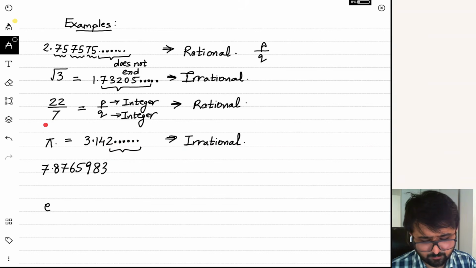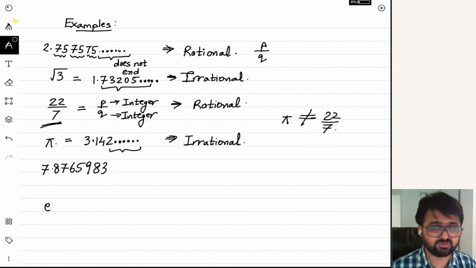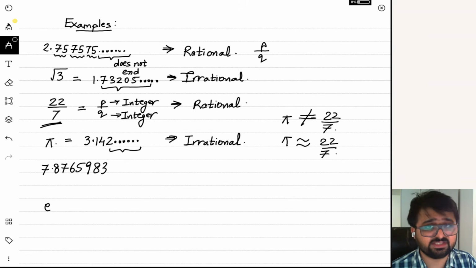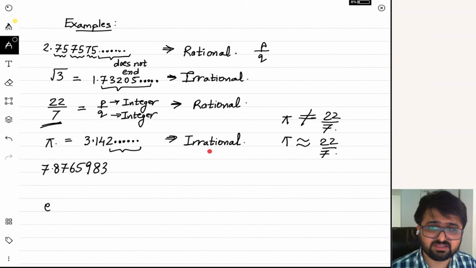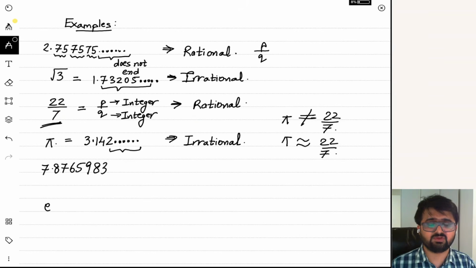Its approximate form is 22 upon 7. It's not an exact form. So pi is not equal to 22 upon 7. It's a very important thing to keep in mind, okay? Yes, pi is just approximately equal to 22 by 7. It's not exactly equal to 22 by 7. So even though pi is irrational, 22 upon 7 is a rational number, okay? I hope that difference is clear.